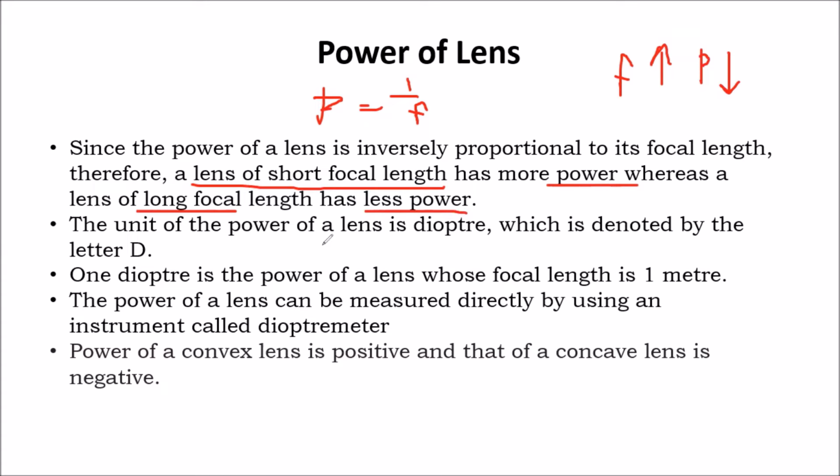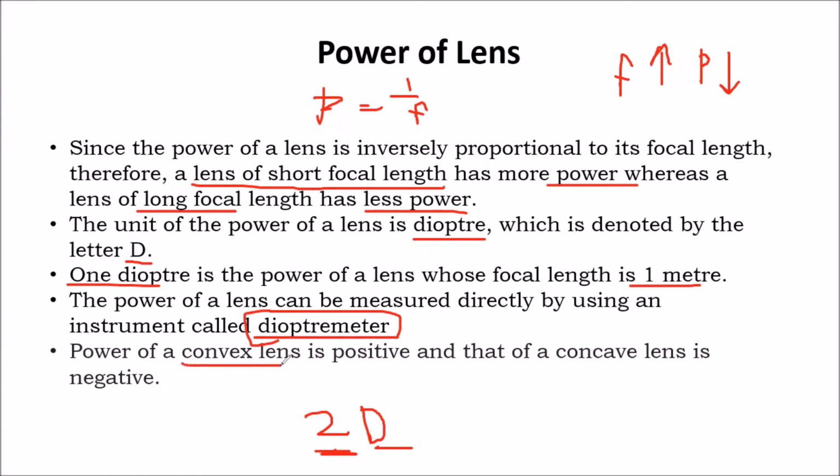The unit of power of lens is diopter, usually represented with the symbol D. So if you see 2D written, it means the power of lens is 2 diopter. D is diopter. And what is 1 diopter? 1 diopter is the power of a lens whose focal length is 1 meter, because the formula is 1 upon f. The power of a lens can be measured directly by using an instrument called a dioptermeter.